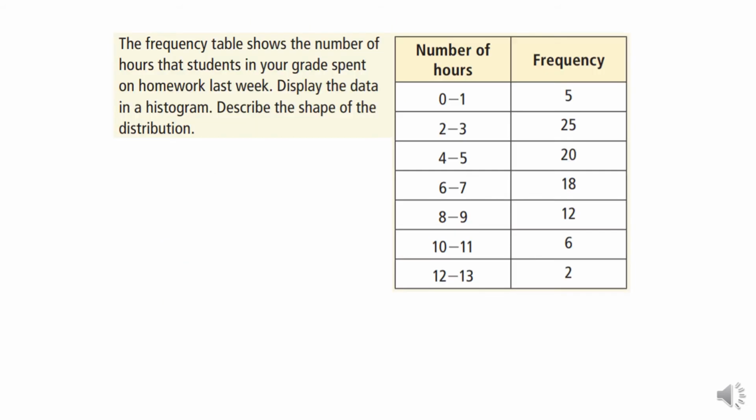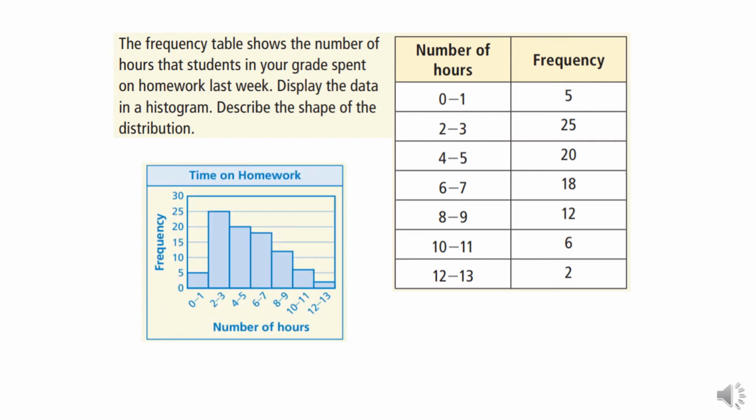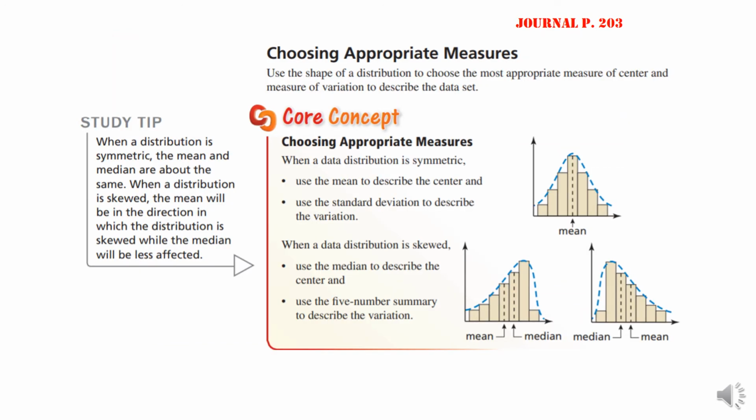Okay, the frequency table shows the number of hours that students in your grade spent on homework last week. Display the data in a histogram and describe the shape. So we're going to put that in the histogram, and we look at that, and it is definitely skewed right. Now, why do we need to know if the distribution is skewed right or left or symmetrical? Here we go. When you're choosing your appropriate measures of center and spread, you need to know what the shape of the distribution is.